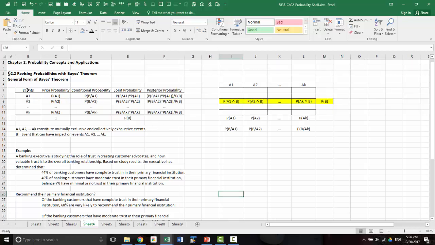Okay. Now your textbook has arranged these columns a little bit differently, but this is the more standard way of expressing the table. So that's the theory. Now let's look at an example.